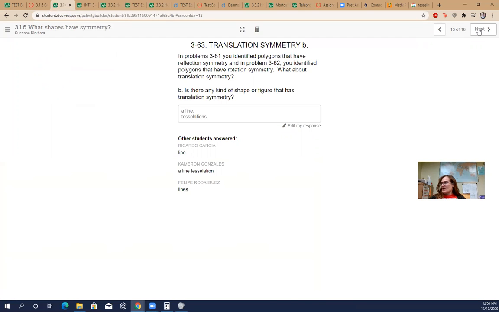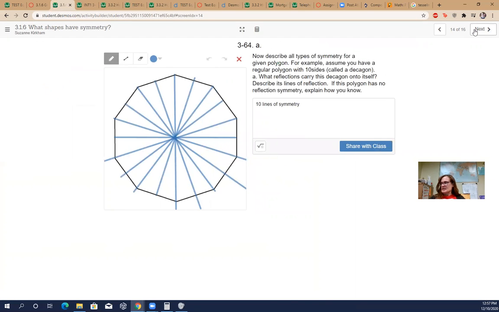Okay, all right. Page 14, now describe all types of symmetry for a given polygon. For example, assume you have a regular polygon with 10 sides, which is called a decagon. What reflections carry this decagon onto itself? Describe its lines of reflection. If this polygon has no line reflection symmetry, explain how you know.